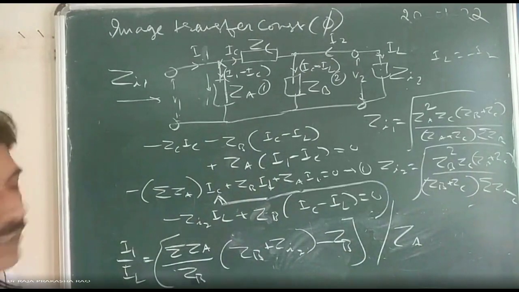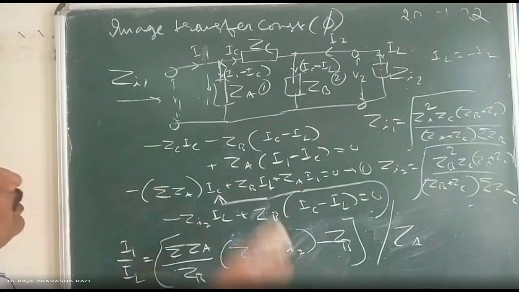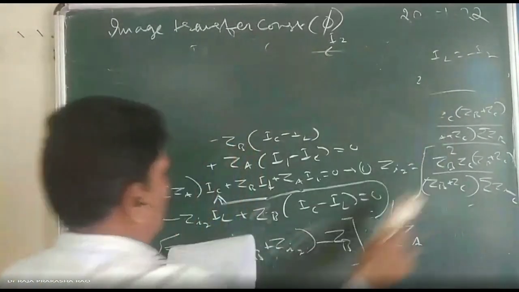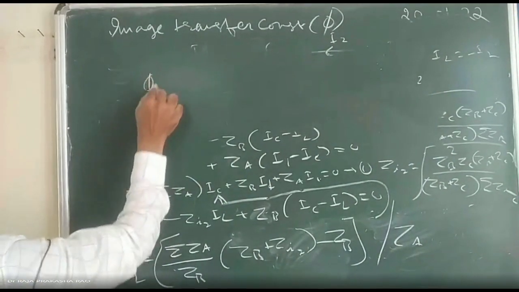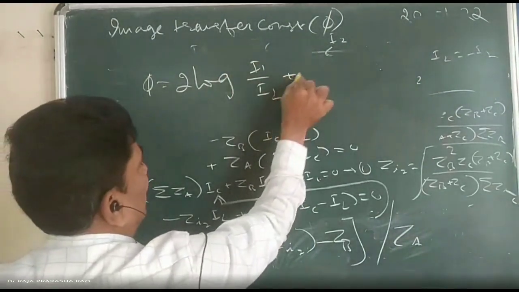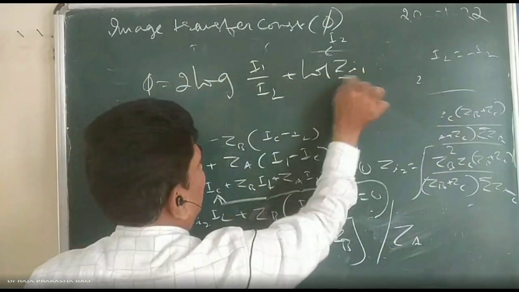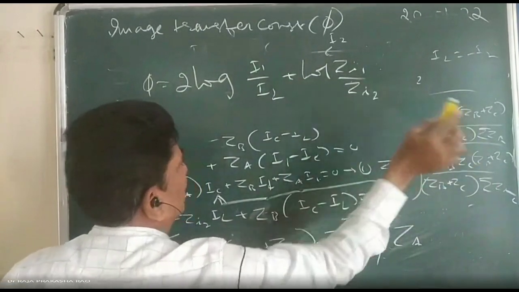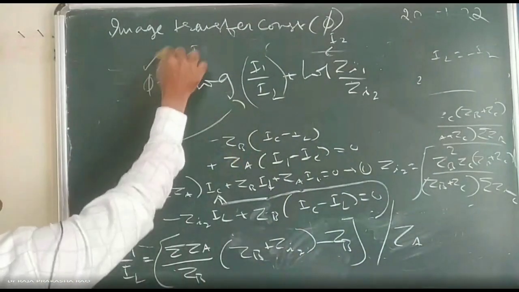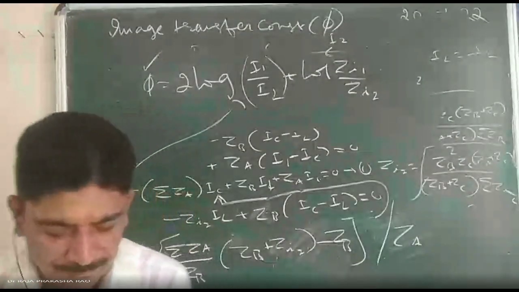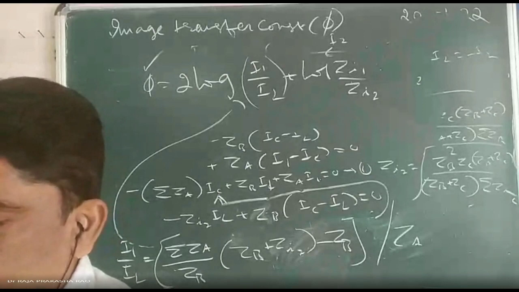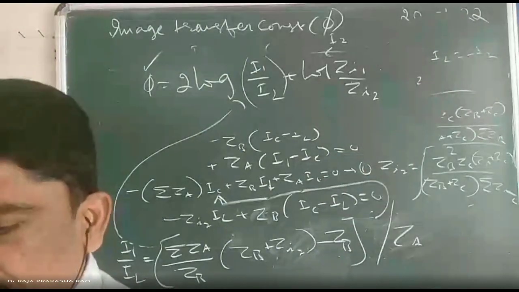Just substitute in that. What is the expression for the image transfer constant? That is phi is equal to 2 log I1 by IL plus log ZI1 by ZI2. These two you have already derived. In place of I1 by IL, you just substitute this. In that way we got the image transfer constant. With this, today's class is over. In the next class, we'll do some examples.